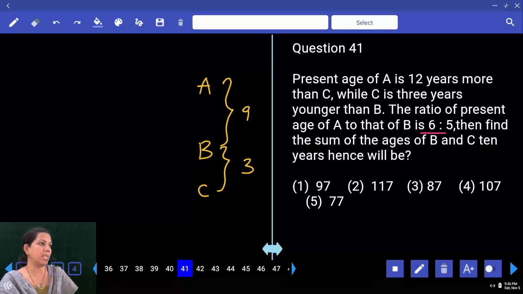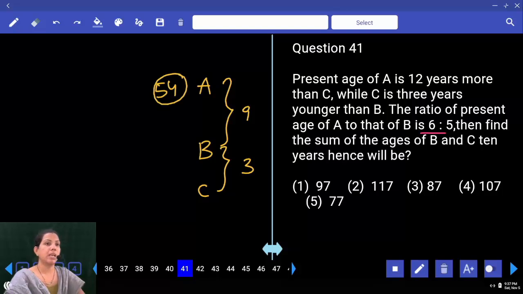Ratio of the present ages of A and B is 6 is to 5. What is the difference between A and B? The ratio is done, and we know the difference in numbers. 9. 6 is to 5 means 1 part is equal to 9, then 6 parts is equal to 54. This is A's age. If A's age is 54, then 54 minus 9 is B's age.